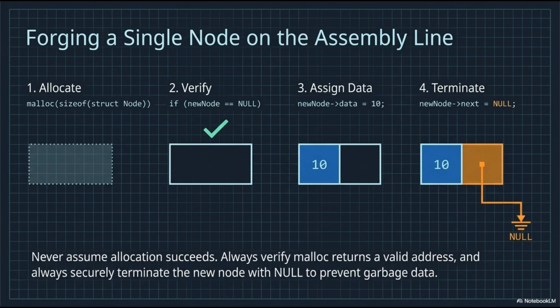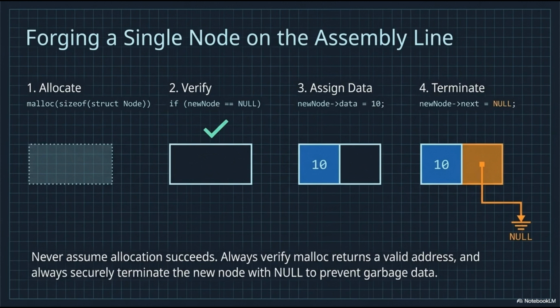Forging a single node is a strict 4-step assembly line. Step 1, allocate the memory using malloc with the size of our struct node. Step 2, verify. Never, ever assume your allocation succeeded. Always check if your new node is null to make sure your system didn't just run out of memory. Step 3, assign your data, like popping the number 10 into the blue box. And finally, step 4, terminate.